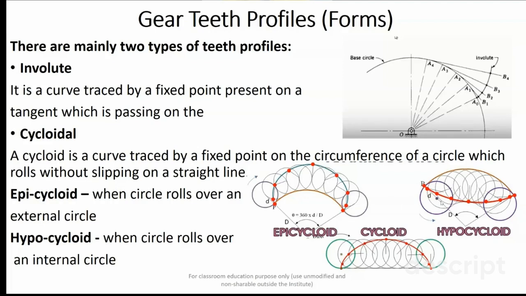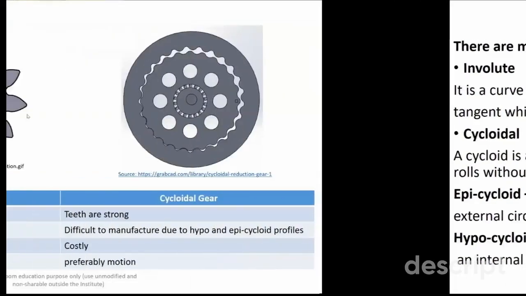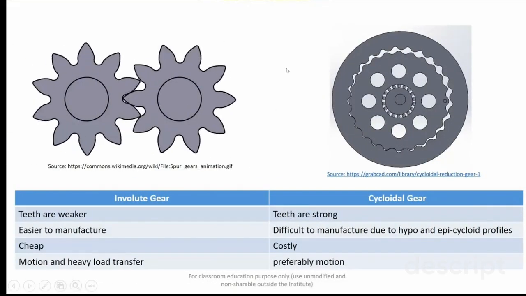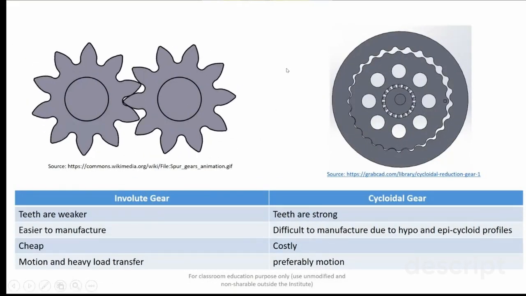Similarly, the hypocycloid profile is obtained when this imaginary circle rolls over an internal circle. This is your internal circle, and then this is moving in this direction and also rolling in this direction. The locus of this imaginary point present on the circumference of this rolling circle gives you the hypocycloid profile. The resultant profile will give you the curves, the gears of two different types.